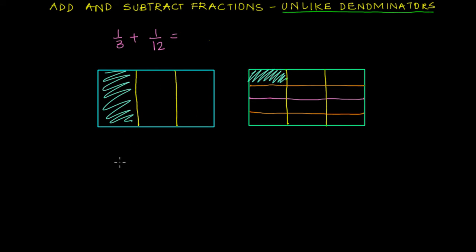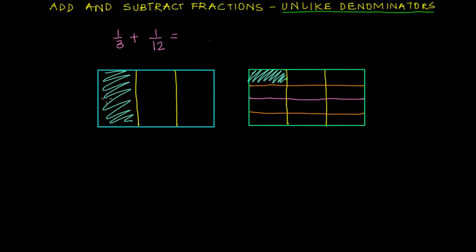We have already looked at how to add and subtract fractions where the denominators are the same. That is, the size of the piece is the same. But here we have completely different size pieces. It's like adding watermelons and apples. So let's think about how we can make them the same size pieces.